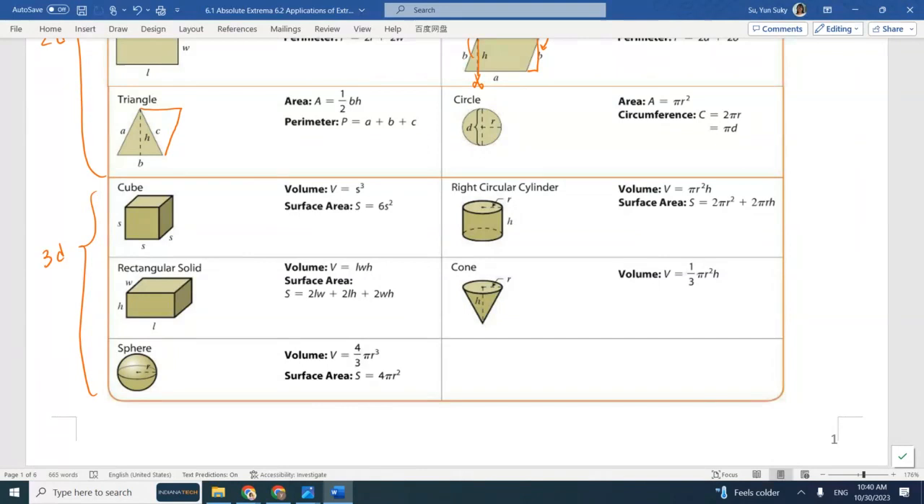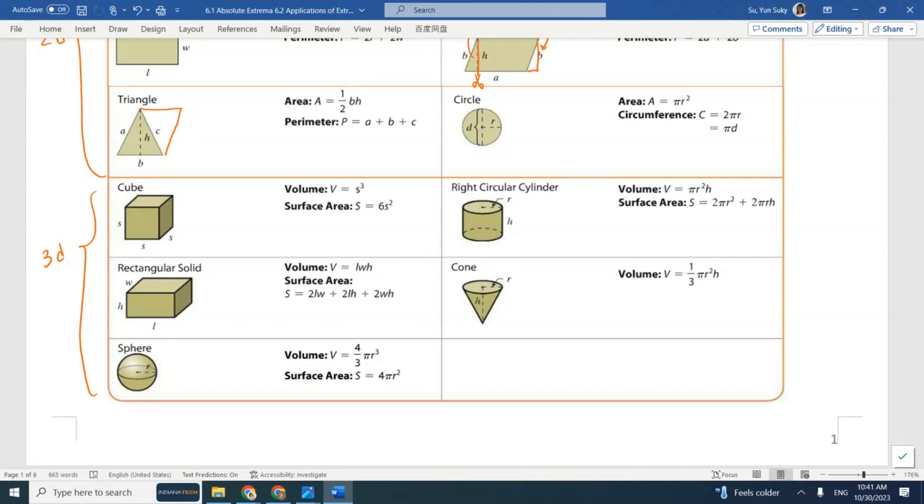Rectangular solids, volume. For all the cylinders, your volume is always area of base times height. Your rectangular solid is like a cylinder, but your base is the rectangle. Do you agree, everybody? So area of base is length times width, and then times height. That's why we get this formula.